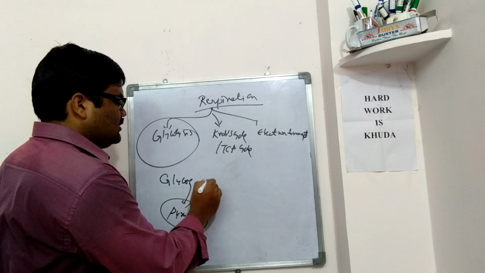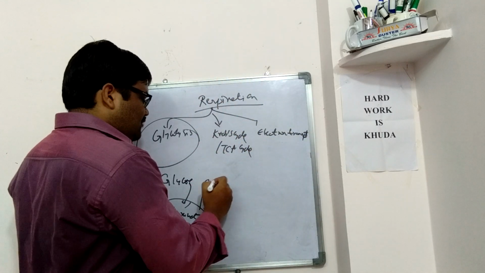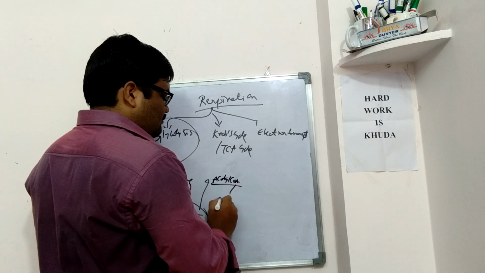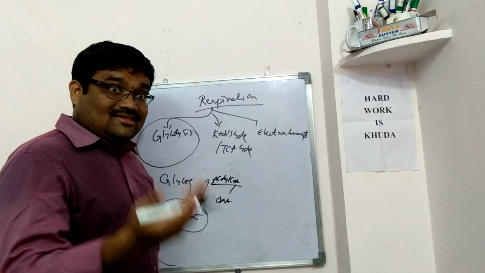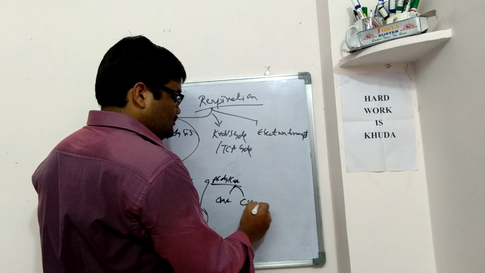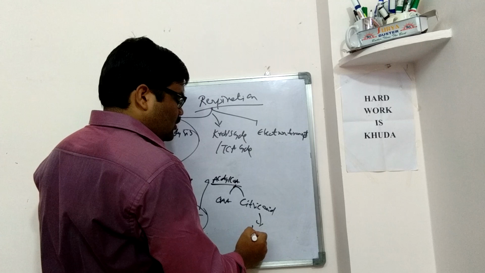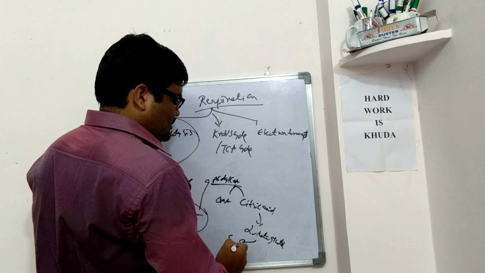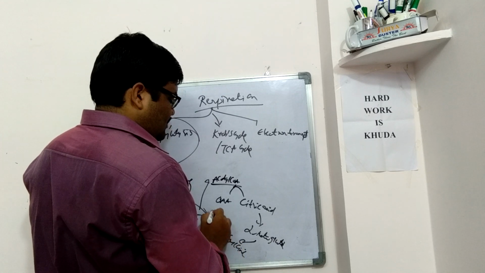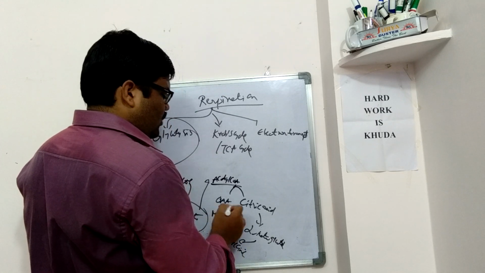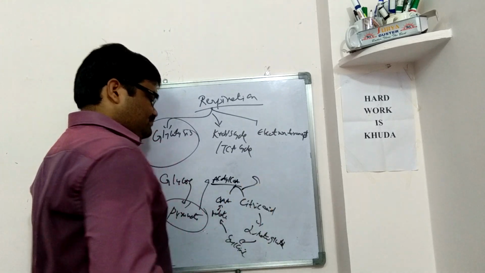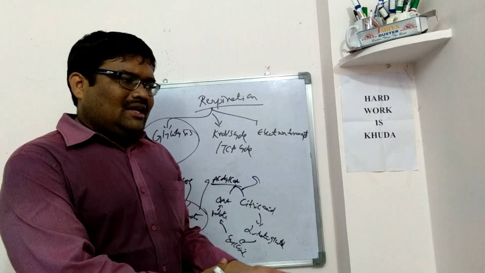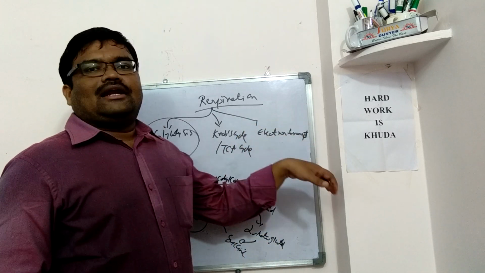And this pyruvate enters the Krebs cycle. How? It forms acetyl coenzyme A. And this acetyl coenzyme A, in combination with oxaloacetate, forms citric acid, then alpha ketoglutaric acid, then succinic acid, then malic acid, then OAA. Likewise, we get ATPs, NADH and FADH2. The NADH and FADH2 which we get will be involved in electron transport.